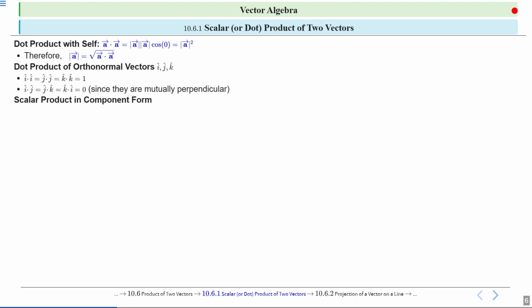Now let's move on to the scalar product in component form. This involves breaking down the vectors into their components. We will consider two vectors, A vector and B vector, expressed in terms of their I cap, J cap, and K cap components.